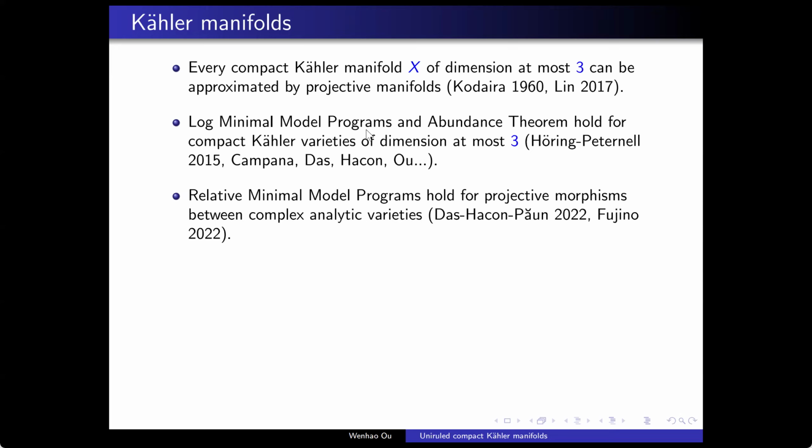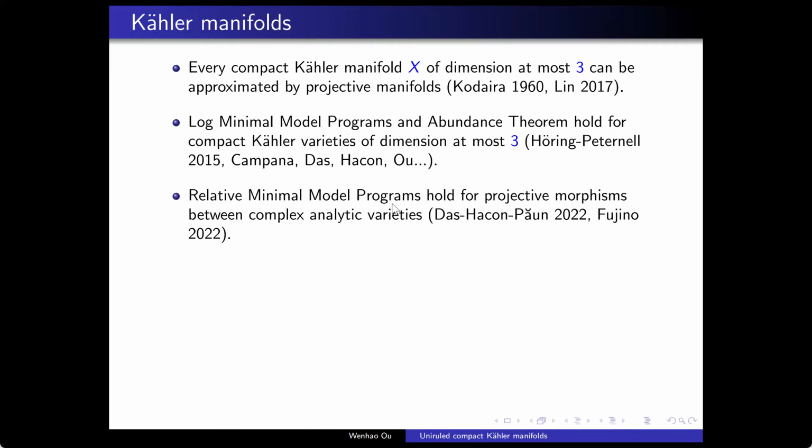The log minimal model program and the abundance theorem hold for compact Kähler varieties of dimension at most 3. I think this project was initiated by Campana and Peternell in the 1990s. A breakthrough work is by Höring and Peternell in about 2015. They mostly established the minimal model program for compact Kähler threefolds. And then with Campana, they mostly proved the abundance theorem. And later, Das, Hacon, and myself also made some contributions to these topics.